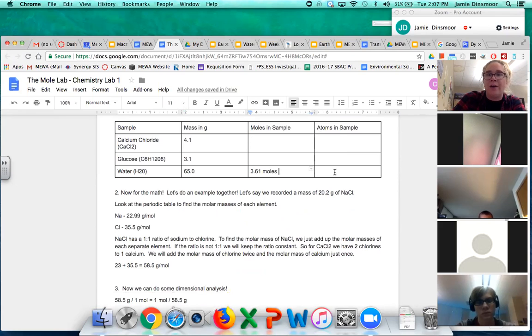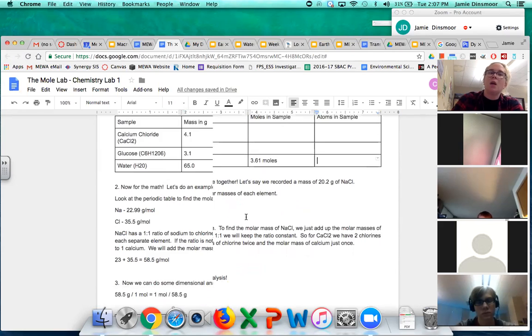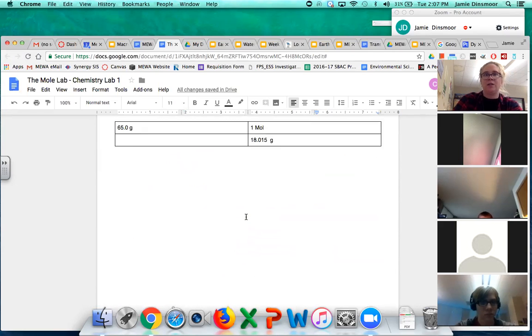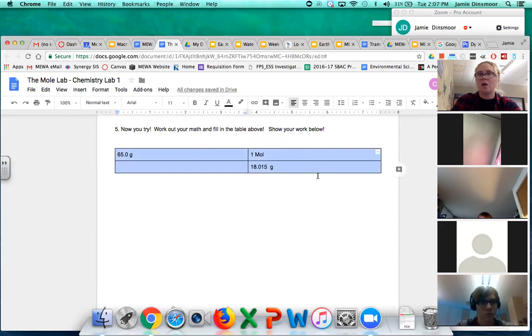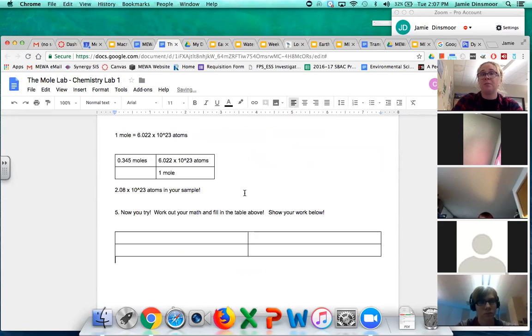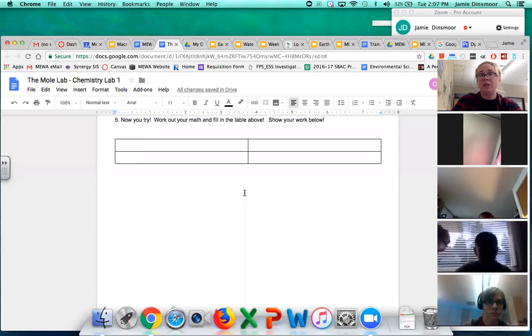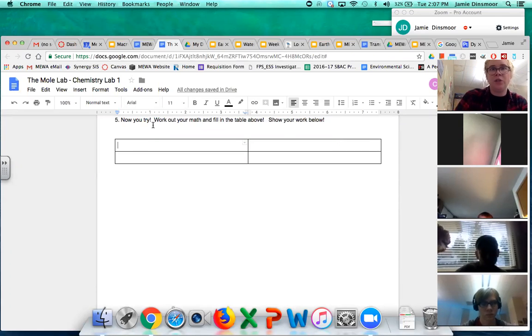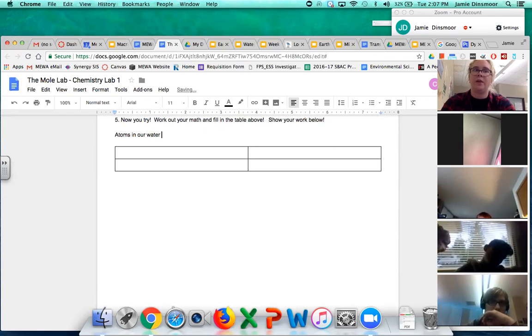Okay, now we have to figure out the atoms in our sample. So I'm going to give you guys a second to see if you can set up what we need to do to find the atoms. Feel free to scroll through the document. Remember the example that you saw. You will need Avogadro's number here. So try to set up what you would need to do to find the number of atoms in our water sample. I'm hearing somebody. Okay. I'll give you a hint. You're starting with your moles.